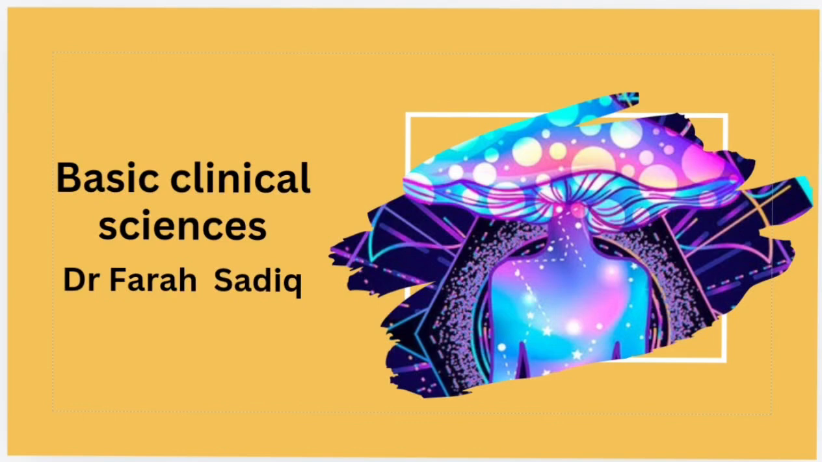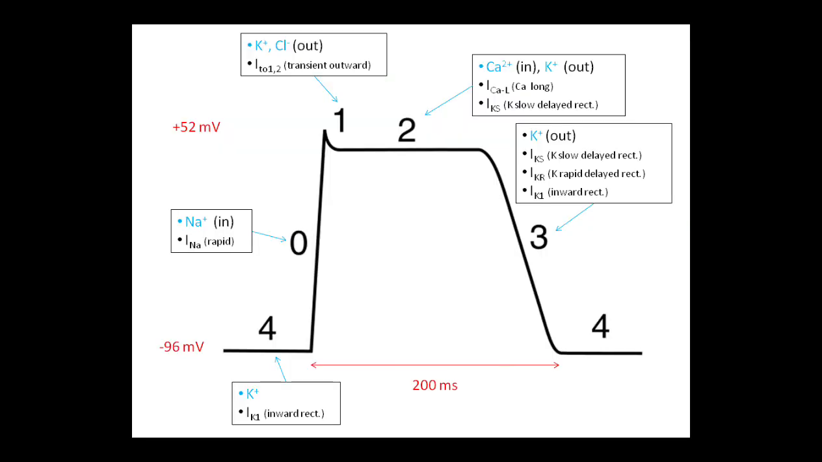Hi guys, today I will discuss the cardiac cycle. It has four phases. Phase 4 is the resting phase, then there is the rapid depolarization phase called phase zero. It is because of sodium influx. Then after that is the early repolarization phase, which is phase 1, and it's because of potassium efflux.